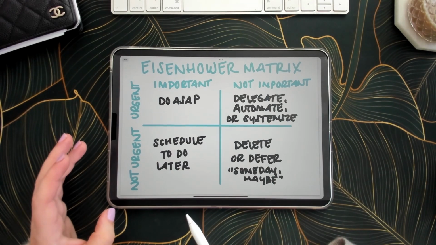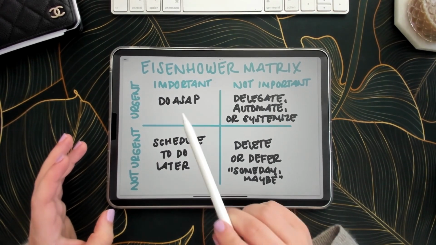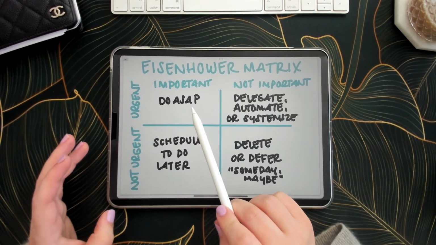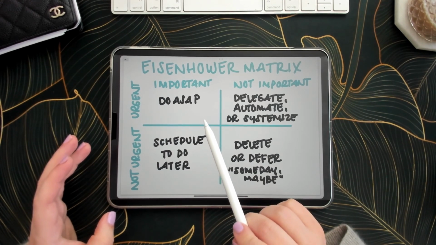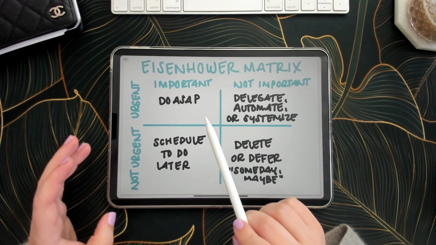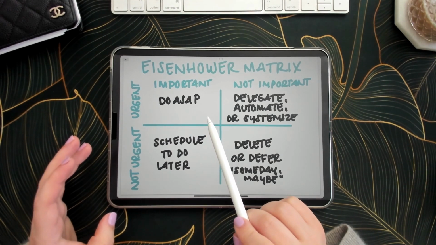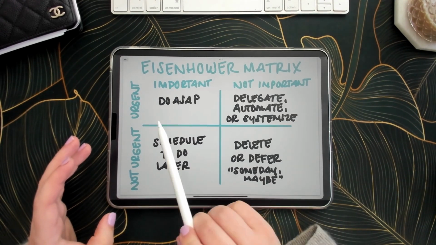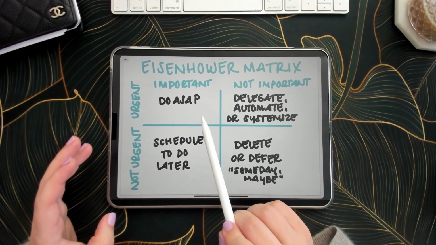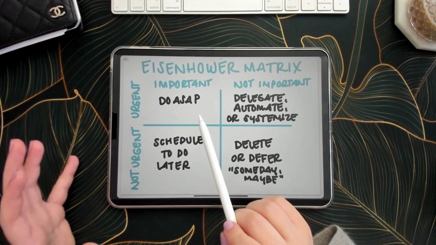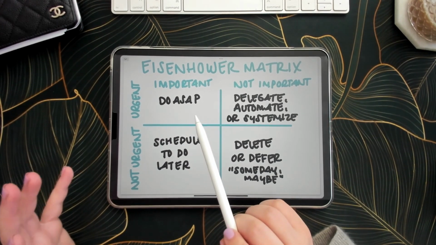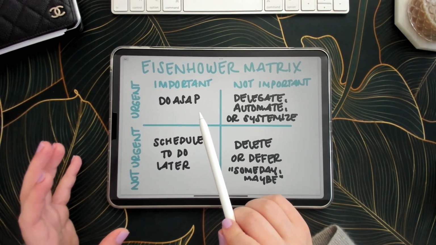So for quadrant number 1, which is urgent and important, these are tasks that require immediate attention. They are both crucial and time sensitive, so you want to tackle these tasks first and foremost to prevent crises or missed opportunities, which is why I say here, anything in this quadrant you want to do ASAP. Now, ASAP could mean today, right? It could be this week. You need to be able to do it as soon as you possibly can.